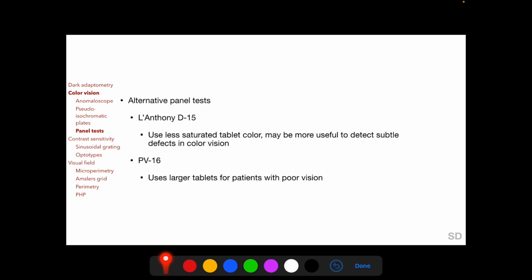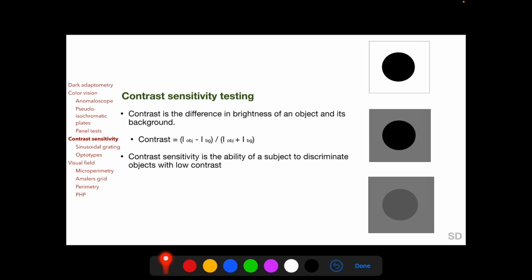In addition to the 100 hue and the panel D15 test, other panel tests are also available. Then we come to contrast sensitivity testing. Contrast is the difference in brightness of an object as compared to its background. Among these three objects, this one has the highest contrast and this one has the lowest contrast. Contrast sensitivity is the ability of a subject to discriminate objects with low contrast against its background.